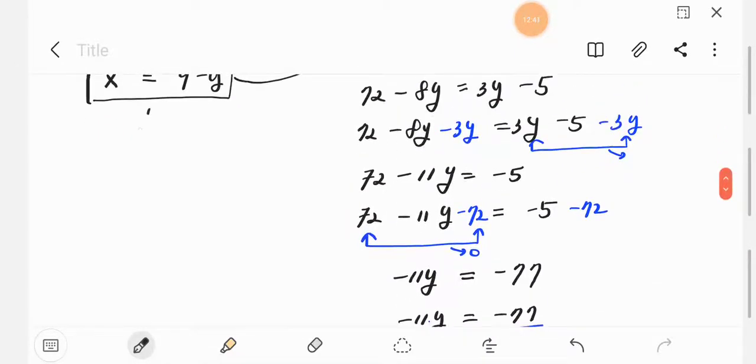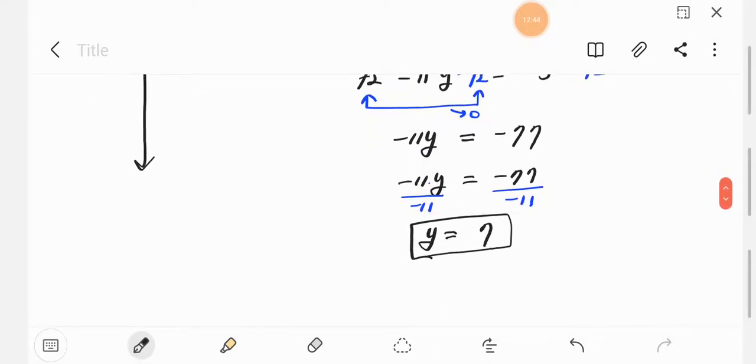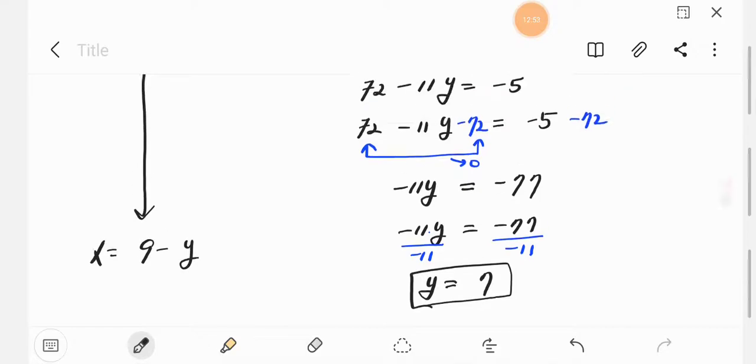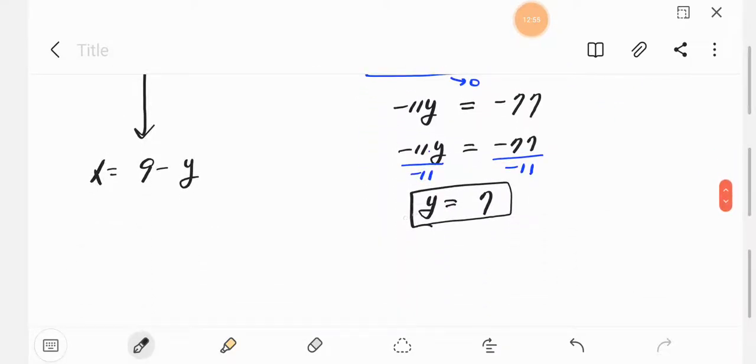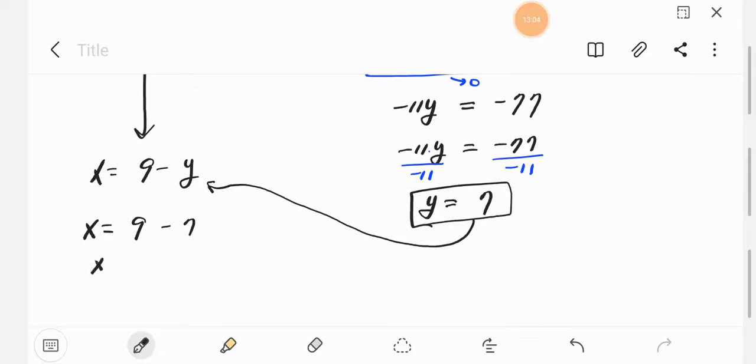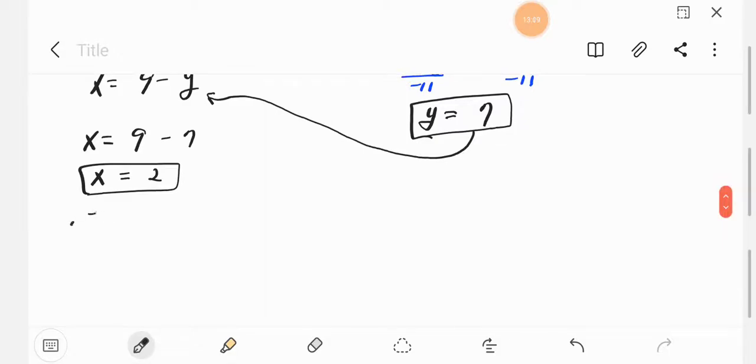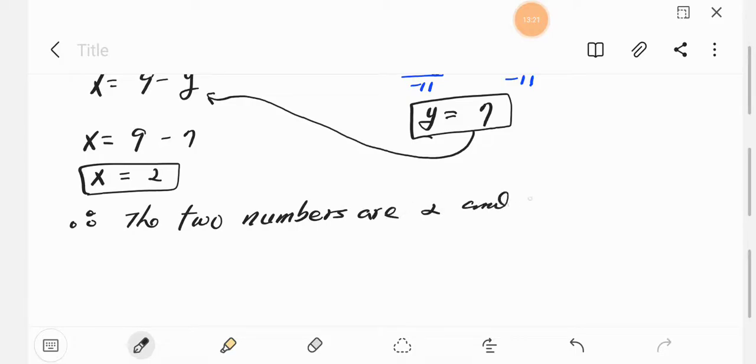So let's bring it down. x is equal to 9 minus y, right? So why don't we plug in this 7 for y to get x? 9 minus 7, then x equals 2. So there are two numbers. Therefore, the two numbers are 2 and 7.